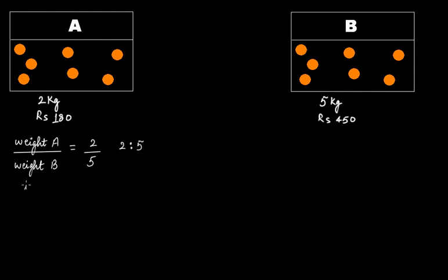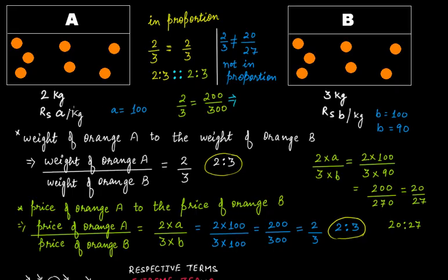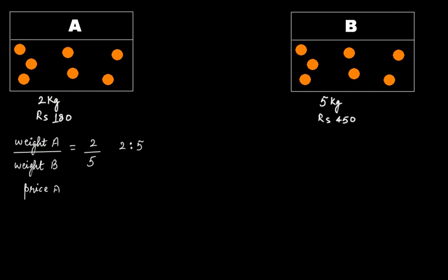Now it's time for price. Price at shop A, what they are actually charging. Now this is not per kg price. Remember, this is not per kg. In the earlier case, we took per kg because I wanted to explain what we mean by proportion. But here, it is the complete price that is being taken. So the price of orange at shop A and the price of 5 kg orange at shop B will be 180 and 450.